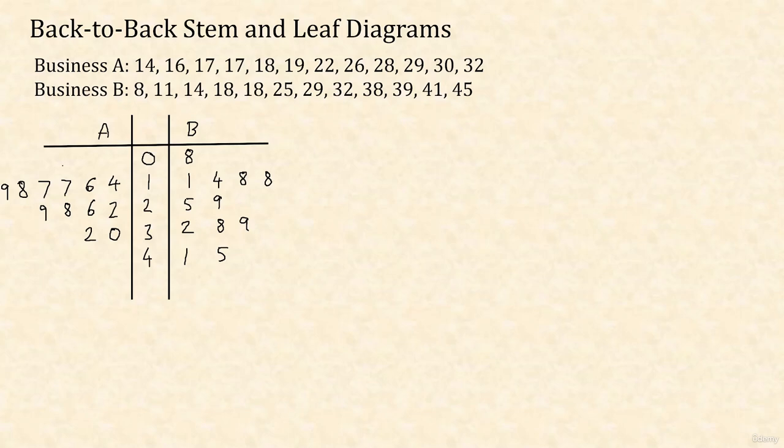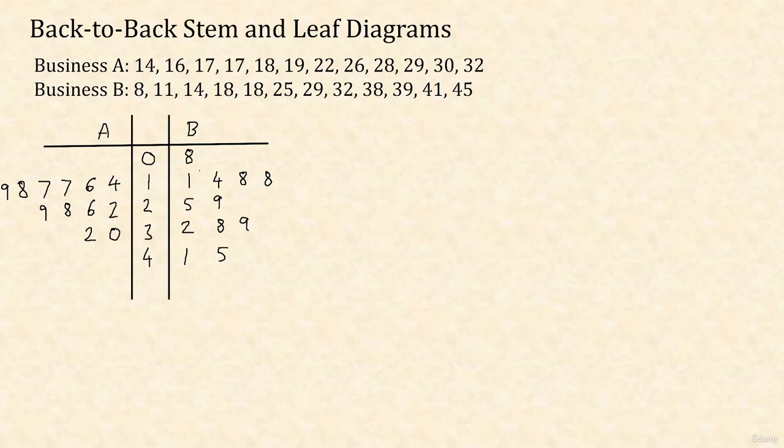Well, because of the symmetry of this, you can fairly easily see how the spread of data differs. For example, I can see that the values for business A are much more concentrated, they're much more grouped together, whereas B's are much more spread out. B goes all the way down to 8 and all the way up to 45. So there's a bigger range, but also you can just see it's more smoothly spread out, and A is much more tightly clustered.